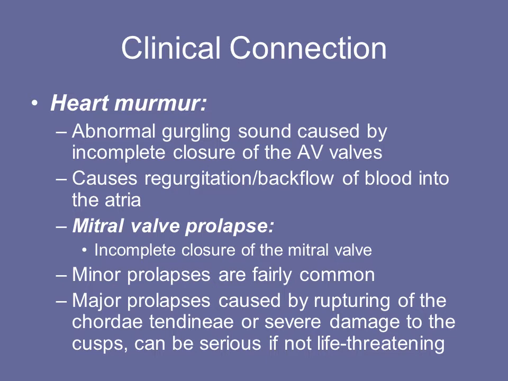A heart murmur is an abnormal kind of gurgling sound that you hear because the AV valves are not closing completely, and there's some backflow of the blood from the ventricle back into the atrium, and you hear that little gurgling, swishing sound. Mitral valve prolapse. This is when the mitral valve between the left atrium and left ventricle does not close completely. That's fairly common to have a minor prolapse. Major prolapses would be caused when the chordae tendineae would be ruptured or there's damage to the cusps, and that can be very serious.